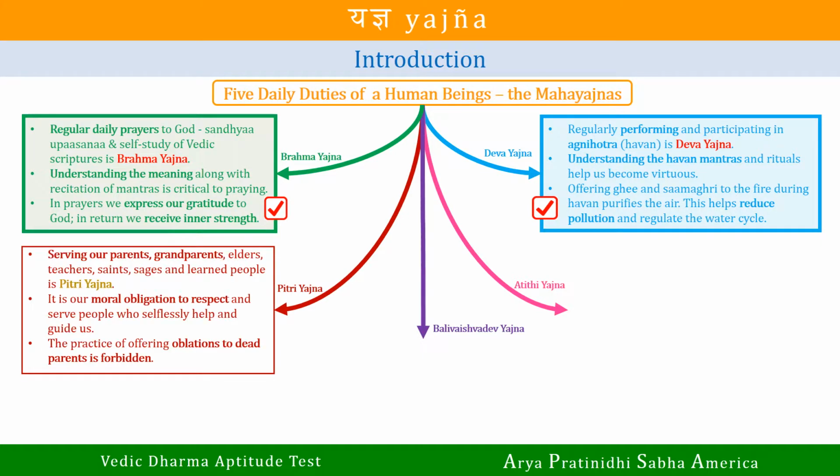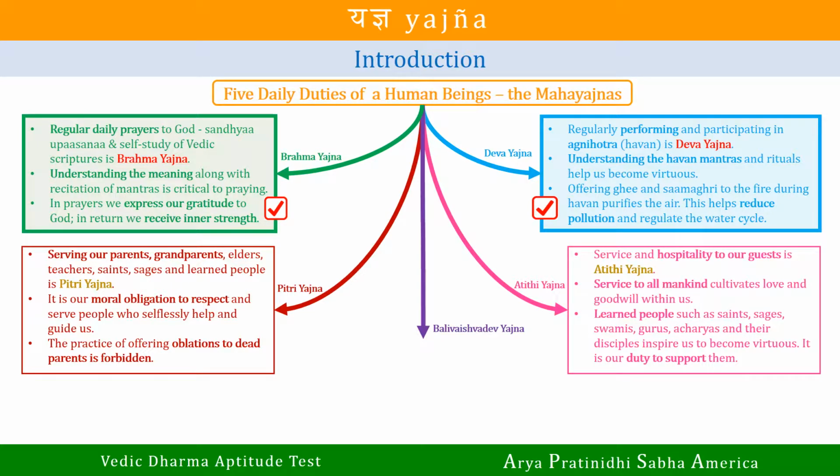Serving our grandparents, parents, elders, teachers, saints, sages, and learned people is Pitri Yajna. It is our moral obligation to respect and serve people who selflessly help and guide us. However, the practice of offering oblations to dead parents is forbidden, and from the Vedic perspective, it is not considered Pitri Yajna. Service and hospitality to our guest is Atithi Dev Yajna.